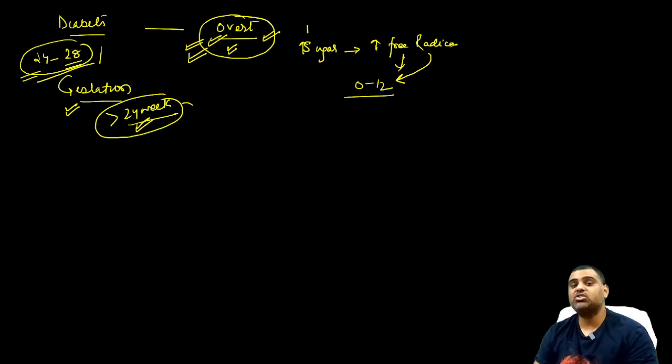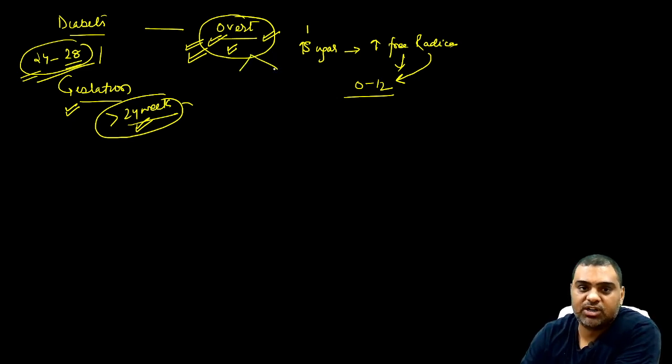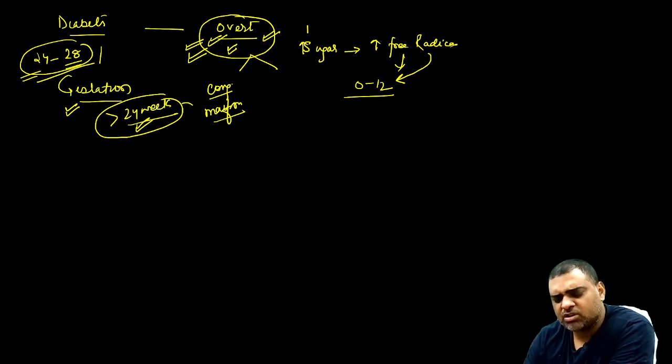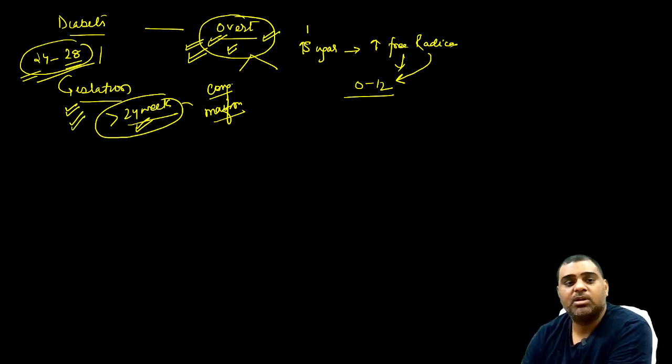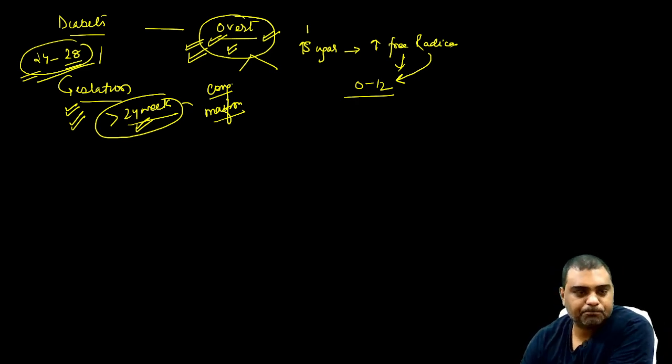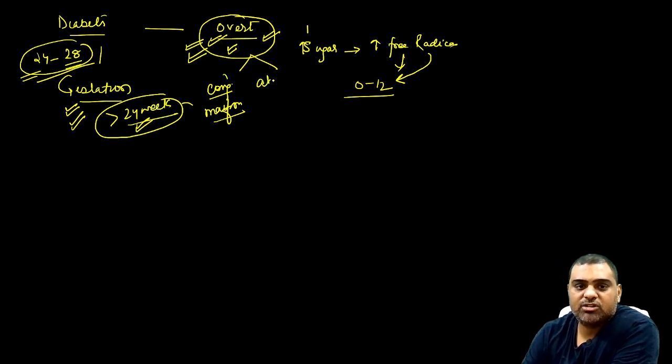So in overt diabetes you will see two special complications. One is congenital malformation, and the reason is that because the lady is already diabetic, she is already having more glucose, so she is already having more radicals, whereas in gestational diabetes the organs have already developed before the development of the diabetes. Now, congenital malformation and abortion, these are the complications you will see in overt diabetes.